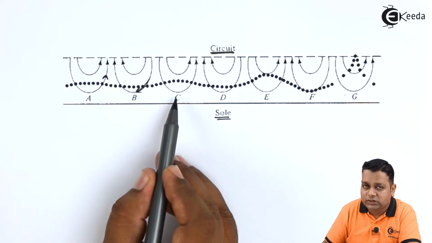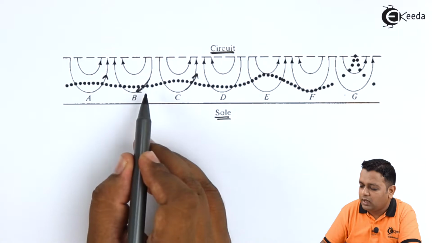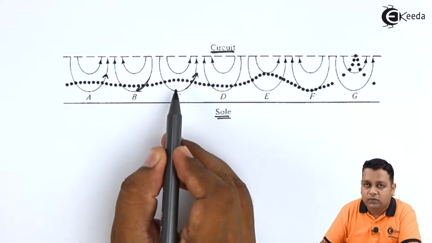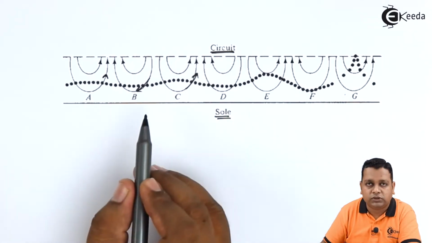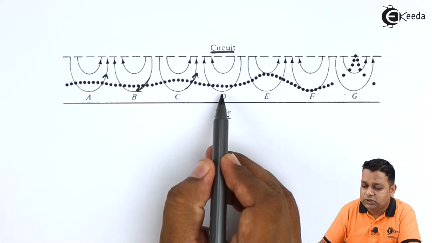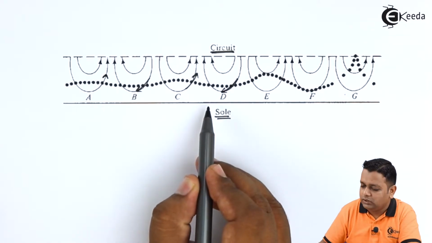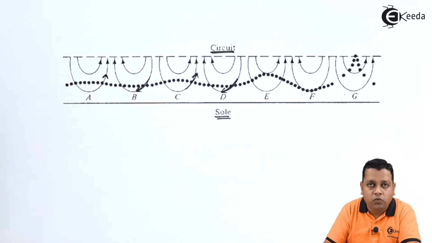Now at the position C, it again goes towards the circuit and has somewhat of a deviation towards the circuit position, or the slow wave structure position. Next to that, at the position D, it has again gone towards the sole position. So we find this little bit of to-and-fro electron motion in this diagram while the electron beam reaches up to the collector end.